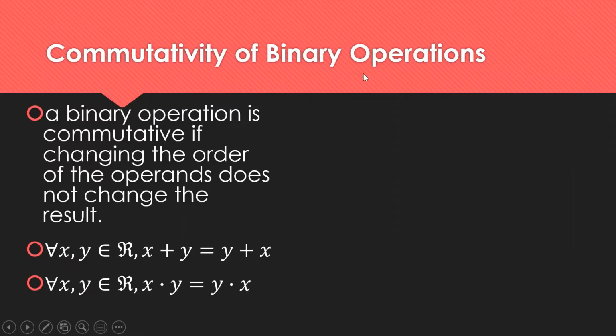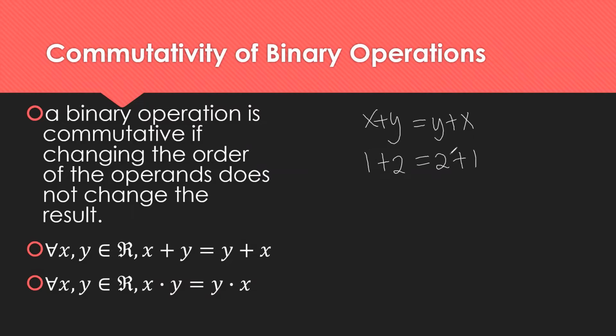y times x. So for example, for addition, x plus y is equal to y plus x. Suppose x is equal to 1 and y is equal to 2. Changing the position of 1 and 2, so this becomes 2 plus 1, will not change the result. So 1 plus 2 is 3 and 2 plus 1 is 3. That is commutative.